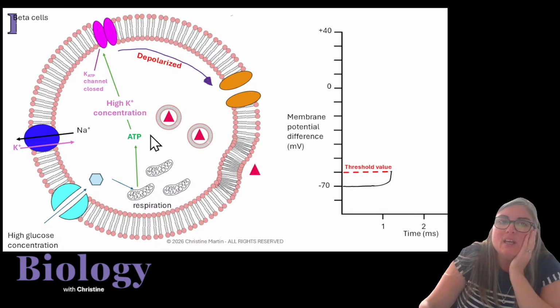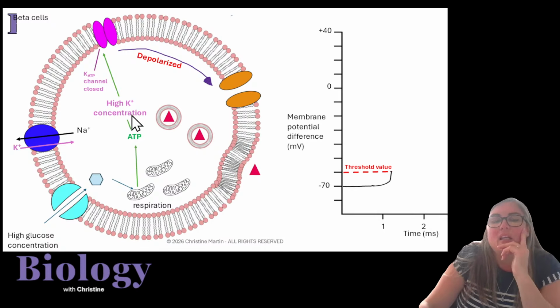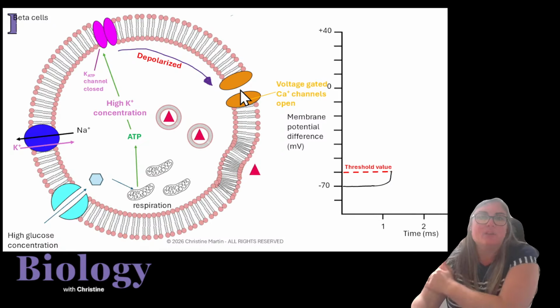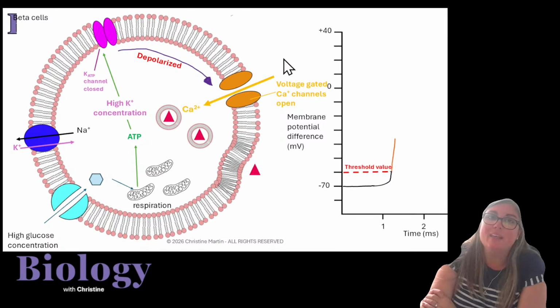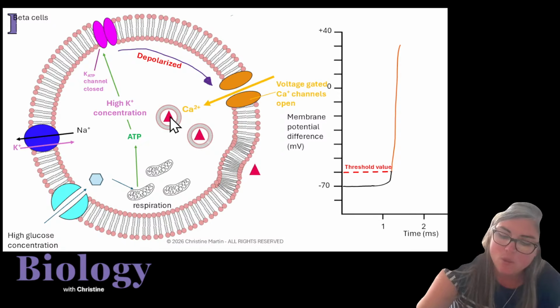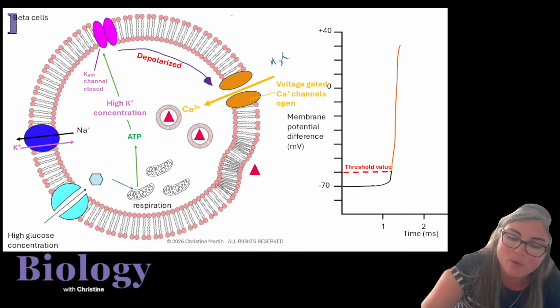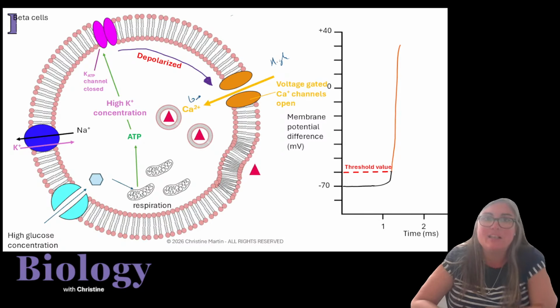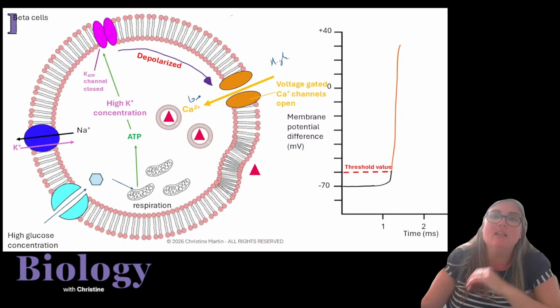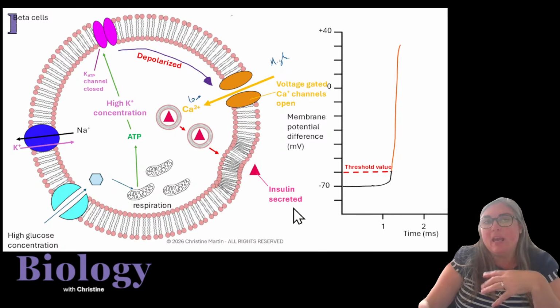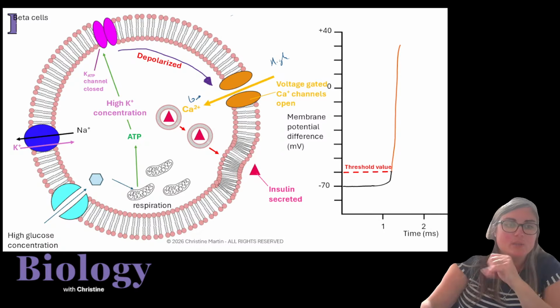Because it's closing it, the potassium can no longer leave. That is going to depolarize the membrane. If it reaches the threshold value, we know these voltage gated calcium channels can open. We know the calcium moves in, so we can definitely say that there is a high concentration outside in comparison to inside. When the calcium comes in, that will then result in the insulin being able to be secreted by exocytosis.